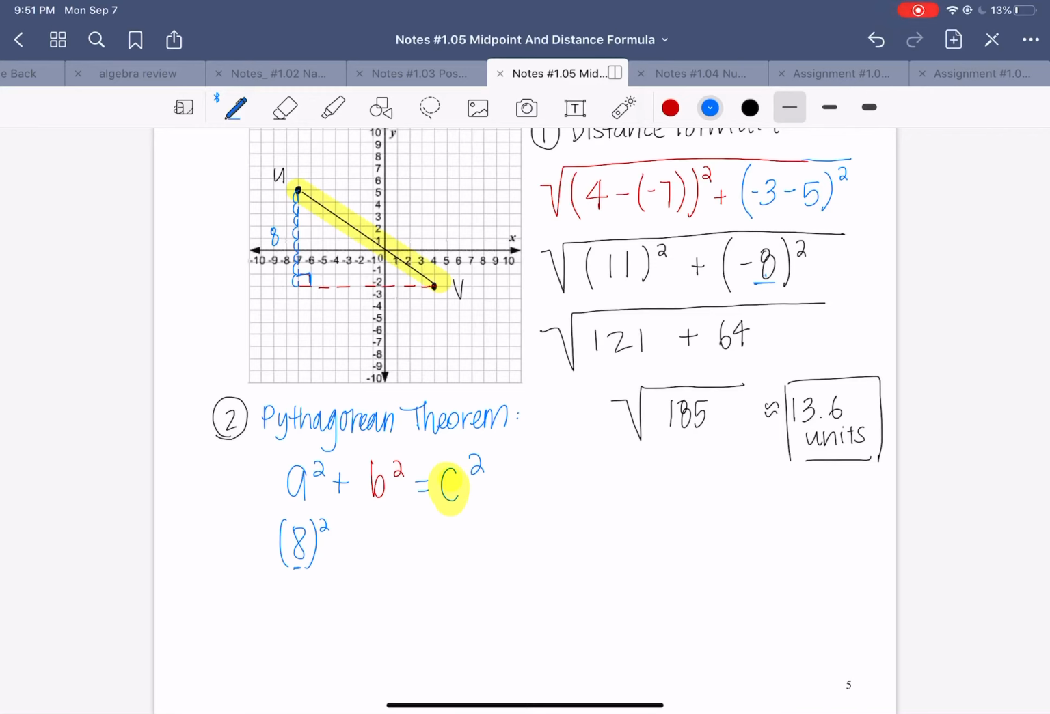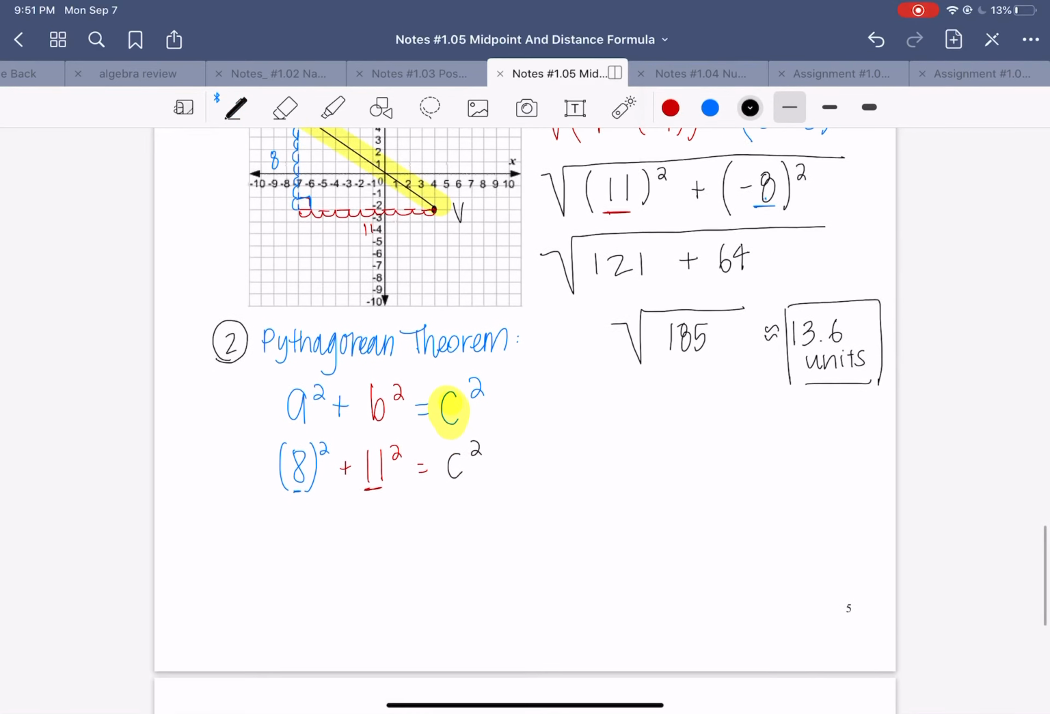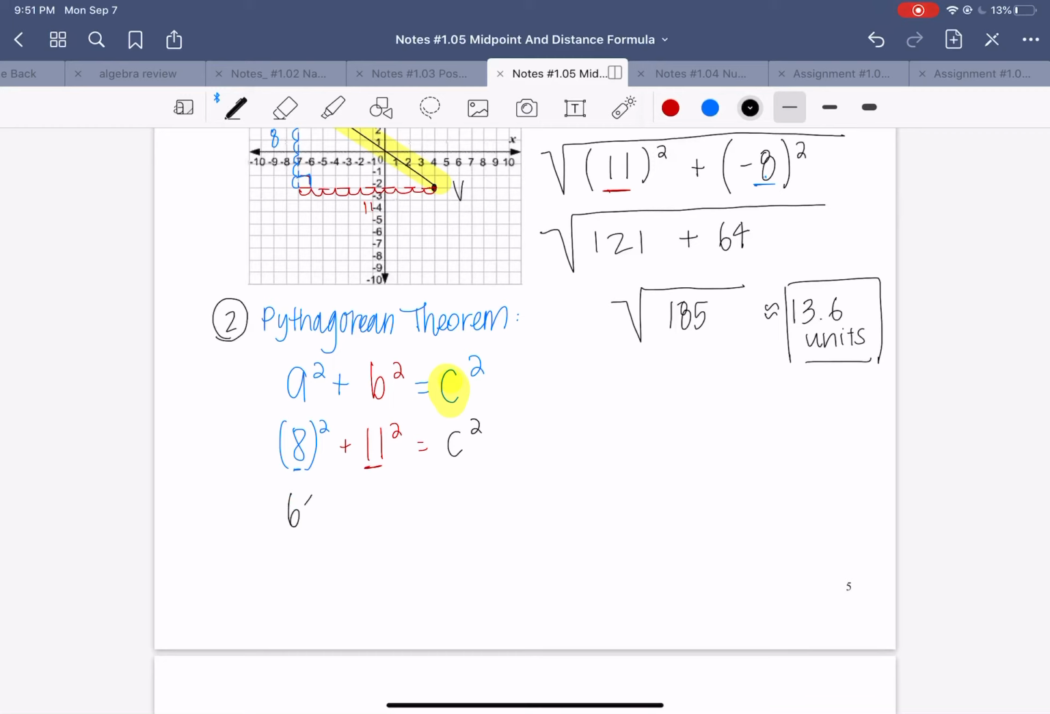For the bottom half, we have 1, 2, 3, 4, 5, 6, 7, 8, 9, 10, 11. So I'm going to plug in 11 squared. Again, notice how I'm getting the same numbers. And then we got c squared. Well, 8 squared is 64. 11 times 11 is 121. 121 plus 64 is 185, equals c squared.